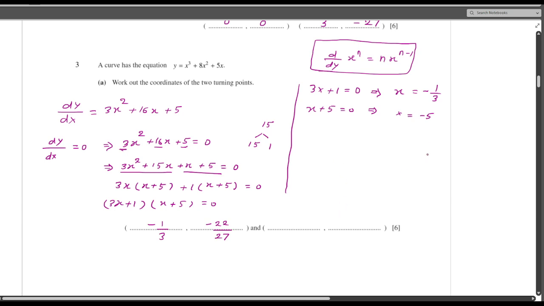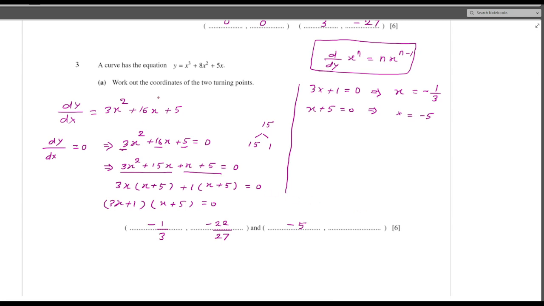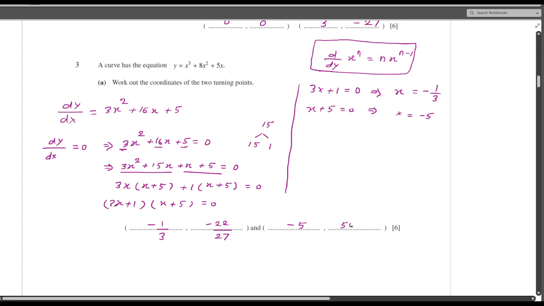For the second point, I consider x as minus 5. When x is equal to minus 5, minus 5 cubed is minus 125, plus minus 5 squared is 25, so 25 times 8, then minus 5 times 5. So your result is 50. These are the two stationary points.